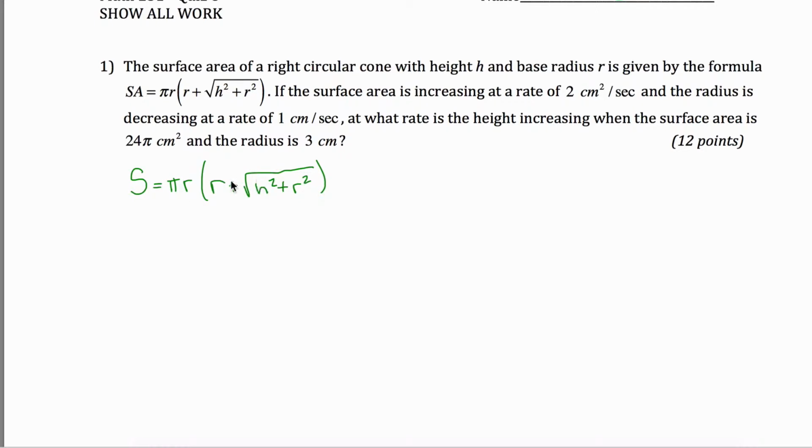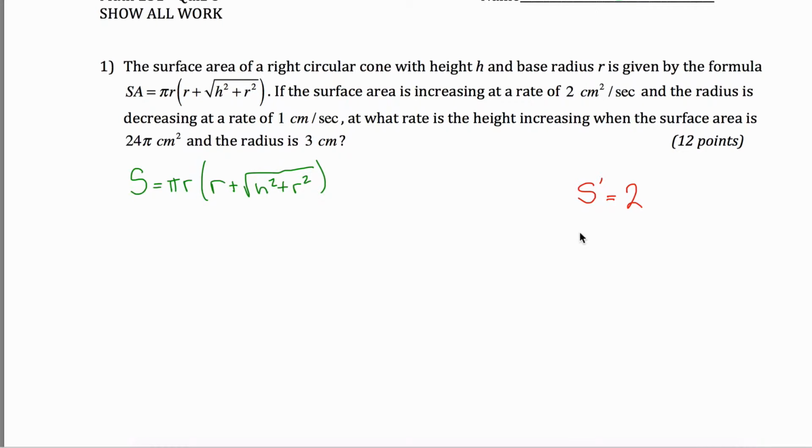And what you're eventually going to do is take the derivative of both sides of this equation to solve for stuff. How do I know that? Well, if you go through and read the problem, it says the surface area is increasing at a rate of 2 centimeters squared per second. So I'm talking about the change in surface area, so not S, but S prime. And since it's increasing at a rate of 2, I'll say S prime is 2.